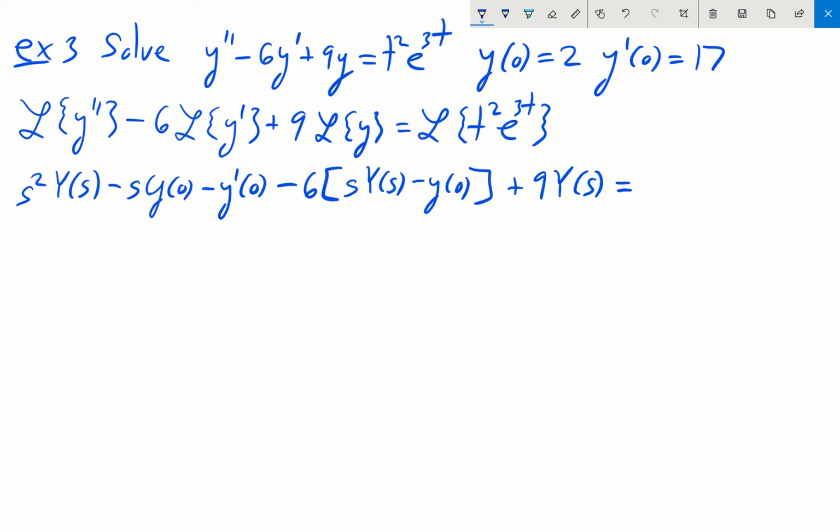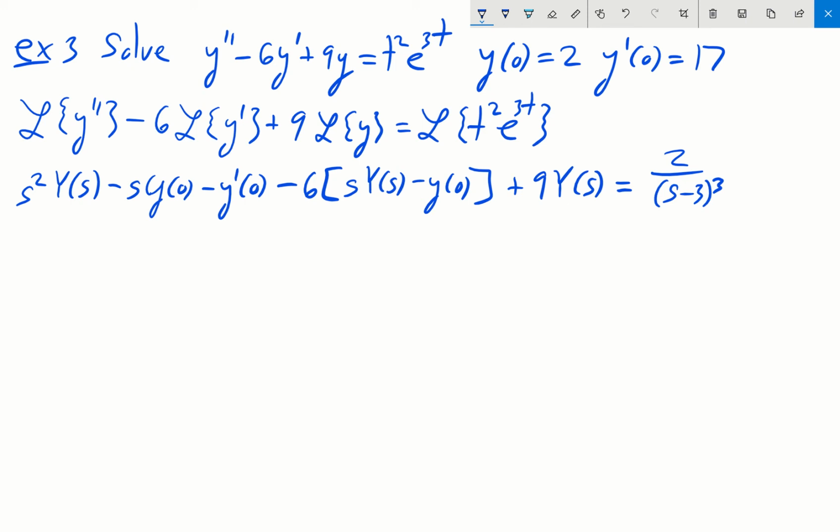Okay. On the right hand side, that's going to use our theorem 7.31. This thing here is simply going to be a translation. This is going to be 2 divided by s cubed typically, but because of the e to the 3t term, it gets translated, so it's going to be 2 divided by s minus 3 to the third power. And technically it's 2 factorial, but 2 factorial is the same thing as 2 because it's just 2 times 1. Okay, so far so good.